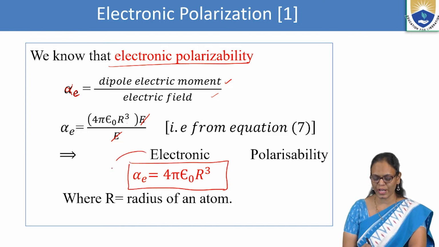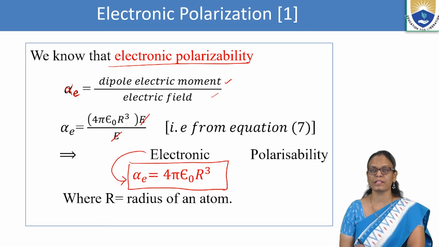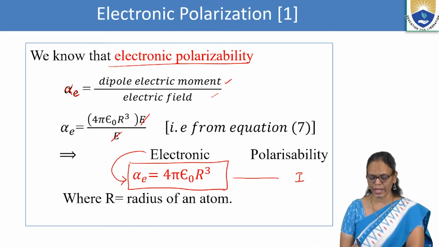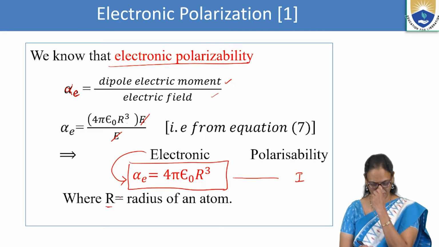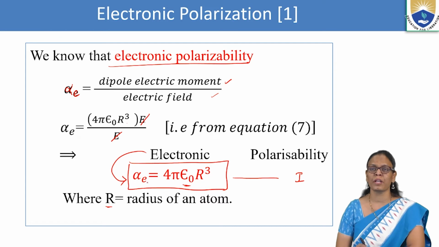So this is what we have for electronic polarizability. The electronic polarizability alpha e is given by 4 pi epsilon naught r cube. This is one part, due to electronic polarization. What capital R represents here is the radius of the atom, because epsilon naught is a constant and 4 pi is a constant. So alpha e depends upon the radius of the atom.